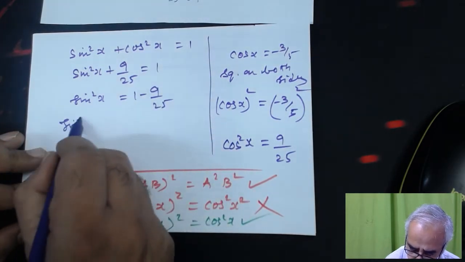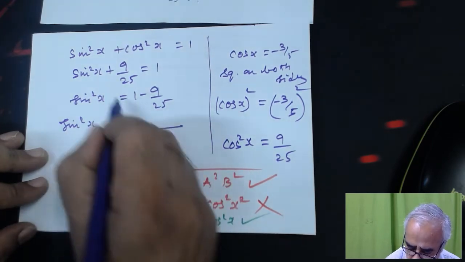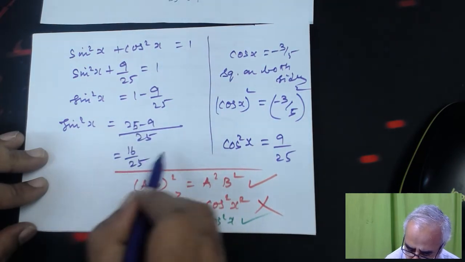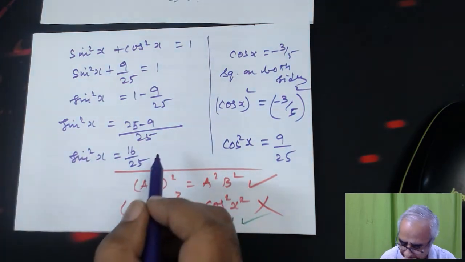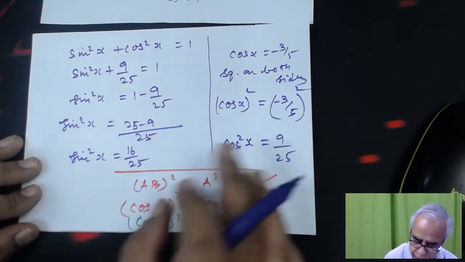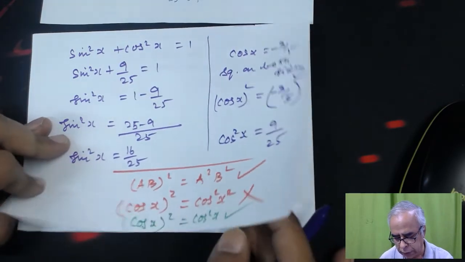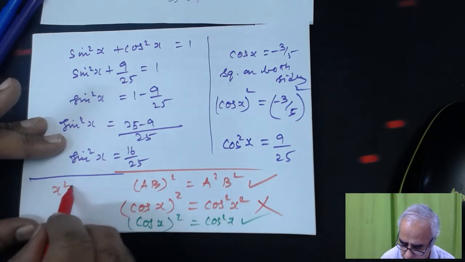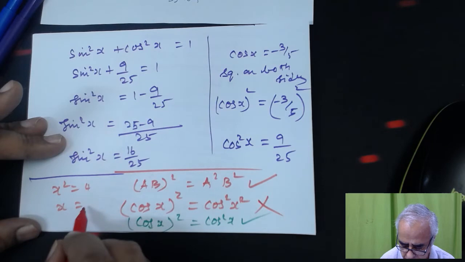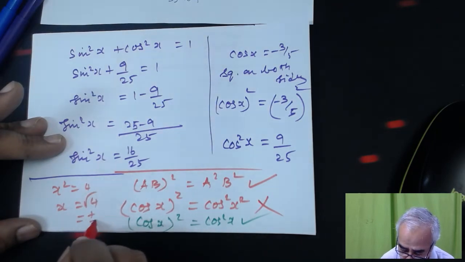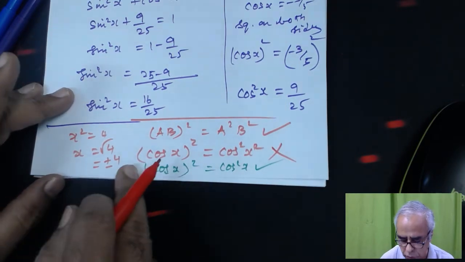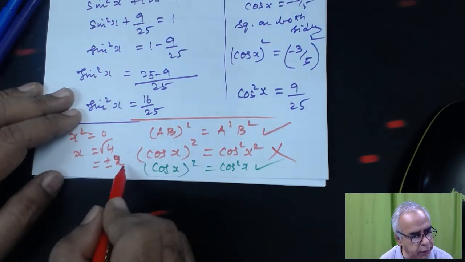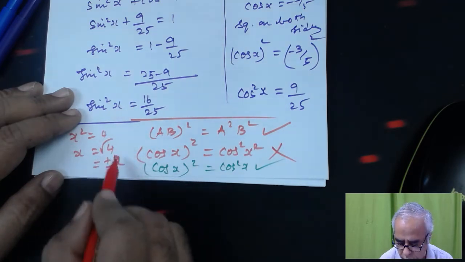Now let us take the LCM. So 25 is the LCM. So 25 minus 9 over 25, that is equal to how much? 16 divided by 25. So sin squared x is equal to 16 divided by 25. Now the point is, when you take any square root, for example, let me consider x squared is equal to 4. What is x? Taking the square root of 4, it means plus or minus 2. You have to consider both plus 2 and minus 2. Are you able to follow?